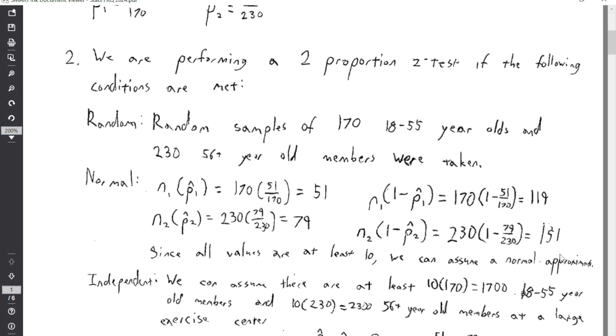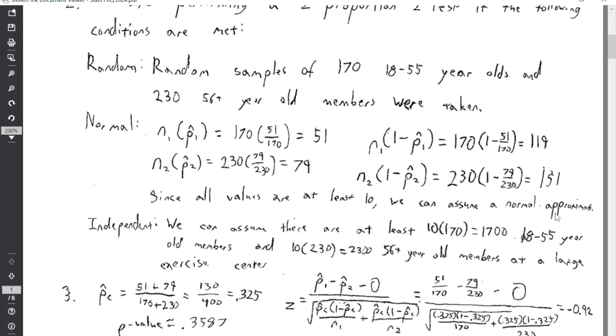And then for independent, take our sample sizes, multiply them by 10, and we say that there are at least that many members at the exercise center in those age brackets. Again, we check each of those for both samples.